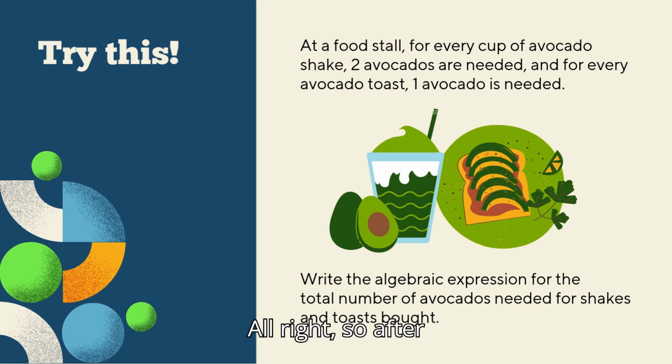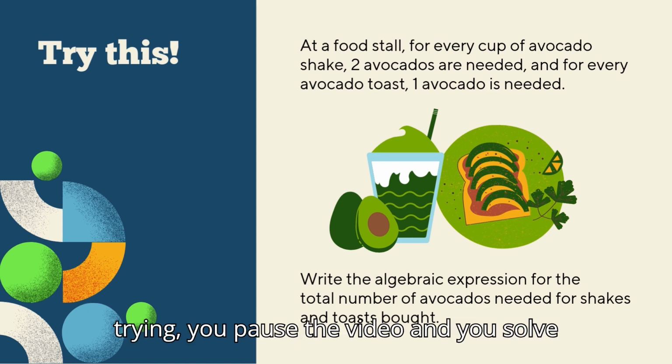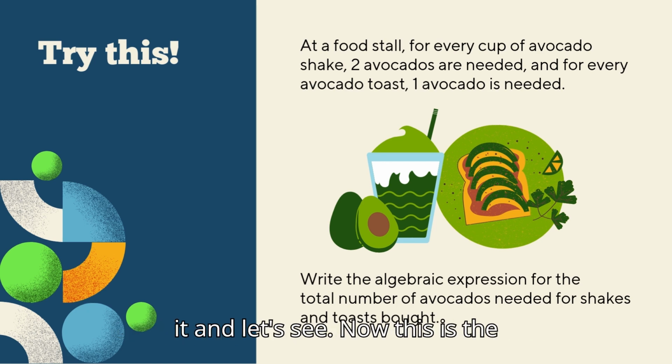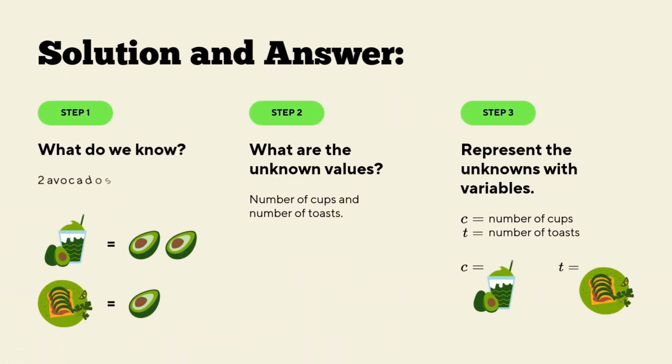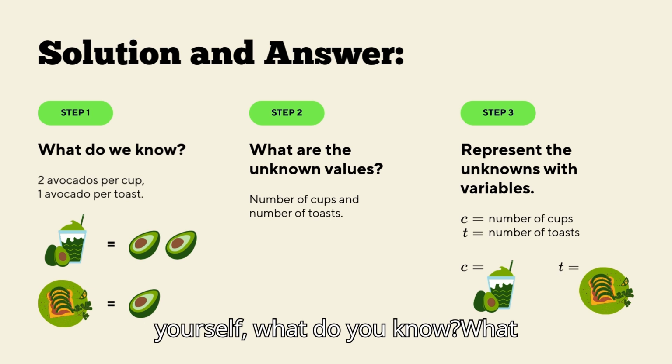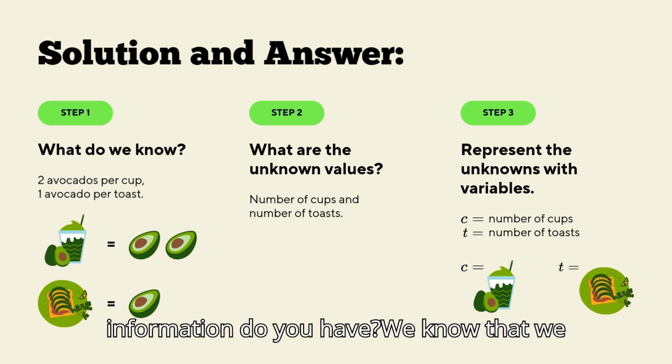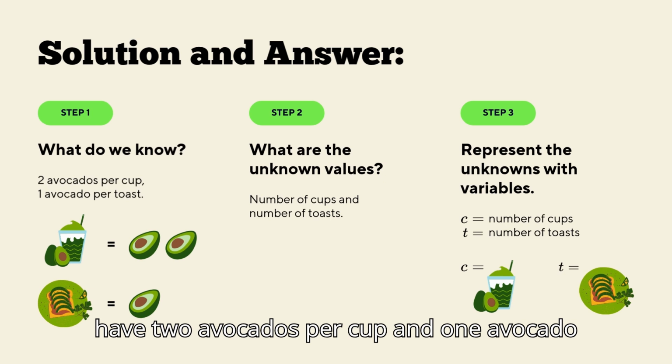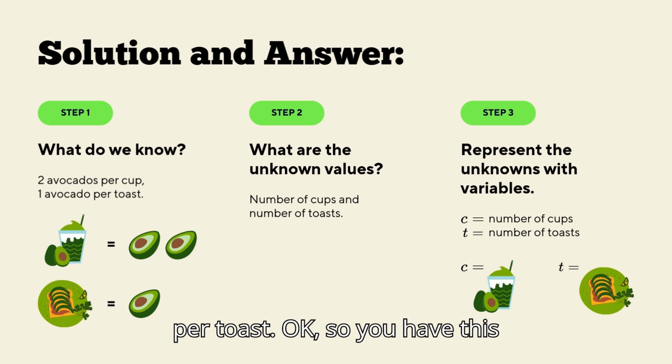Alright, so after you pause the video and try to solve it, let's see the solution. Step 1, what do we know? Always ask yourself, what do we know? What information do you have? We know that we have 2 avocados per cup and 1 avocado per toast. Okay, so you have this information.